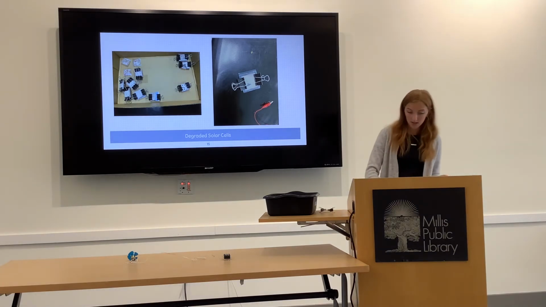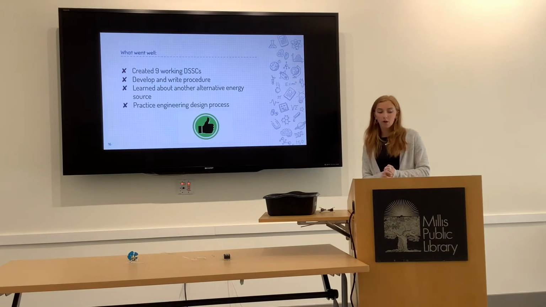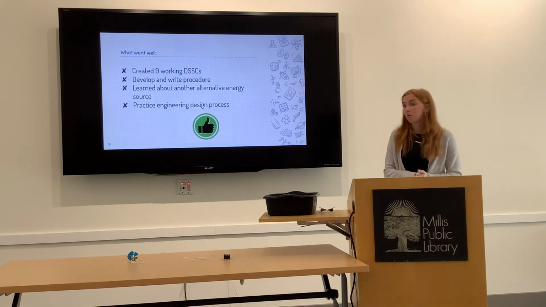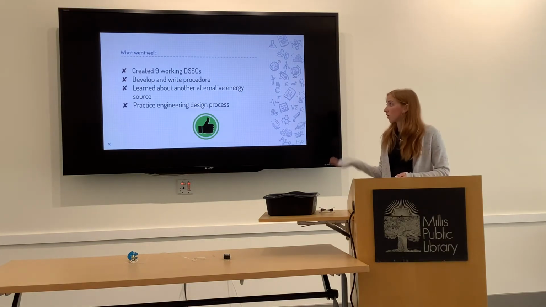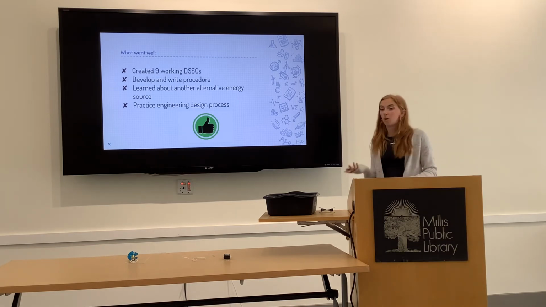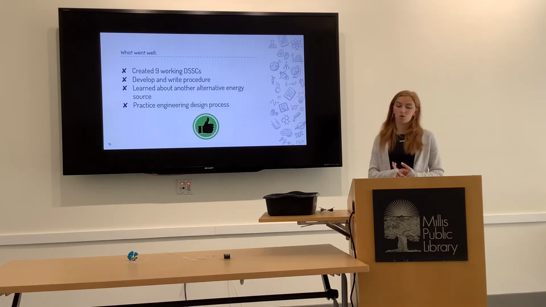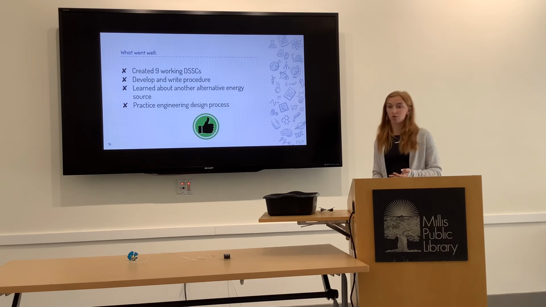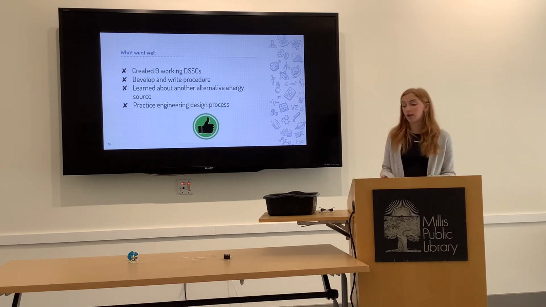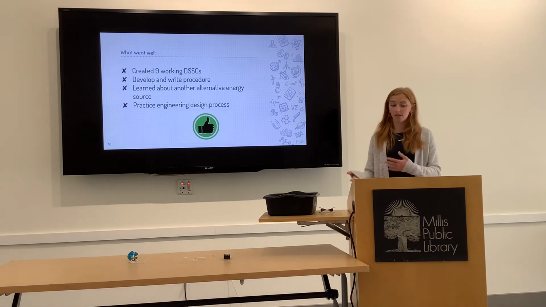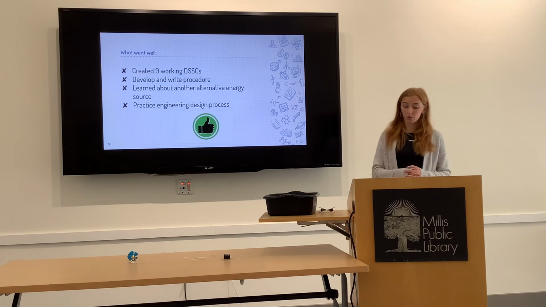So looking back, what went well with this project? I was able to create 9 working solar cells. I have 2 of them here with me. And I was able to develop and write a procedure to create both my solar cells and wire everything together. I also was able to learn about another alternative energy source that I hadn't ever heard about before. And I was able to do this in a hands-on way by actually creating it myself and being able to see at the same time how all of those components work.